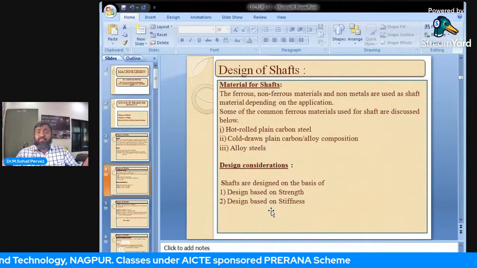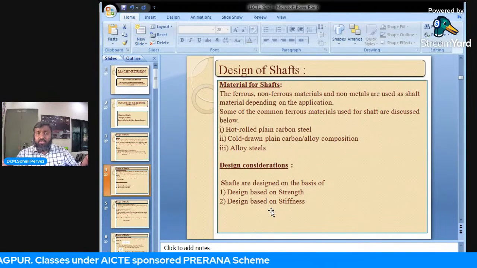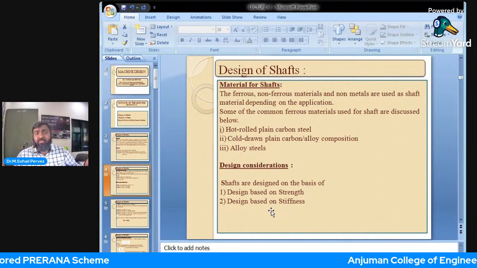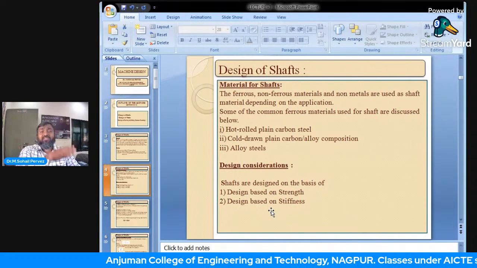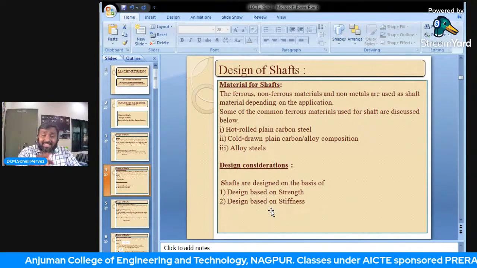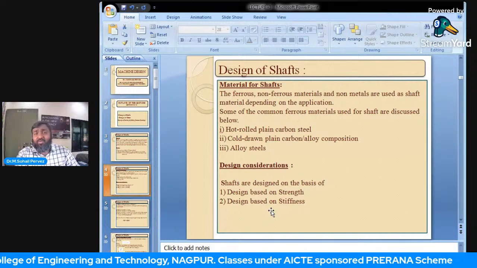Now, for the shaft to be held in position, we use bearing mountings. So bearing mountings will be there. There may be chances where the shaft may get bent. So again, that stiffness, we consider that factor.